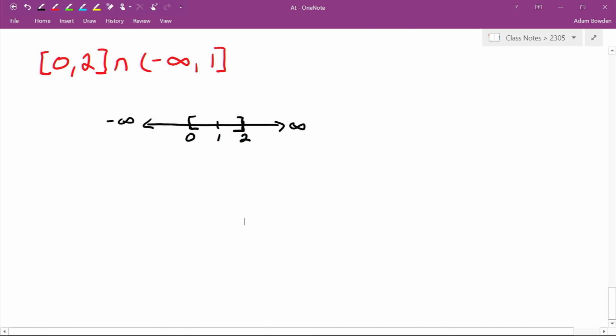Now if we consider this particular intersection with the closed interval from 0 to 2 and the interval from negative infinity to 1 bracket, the interval from negative infinity to 1 is going to come up to here. We want to find the intersection or the overlapping piece. So that's going to be this piece here in the middle where they intersect. So that would be the interval from bracket 0, 1, close bracket.